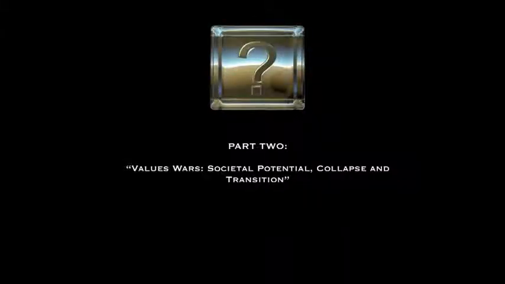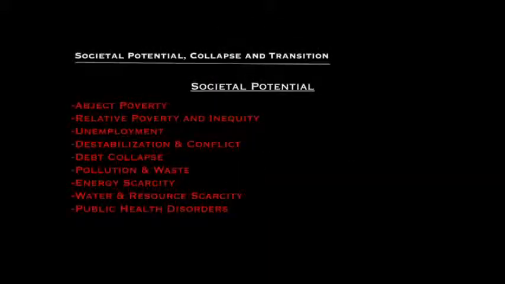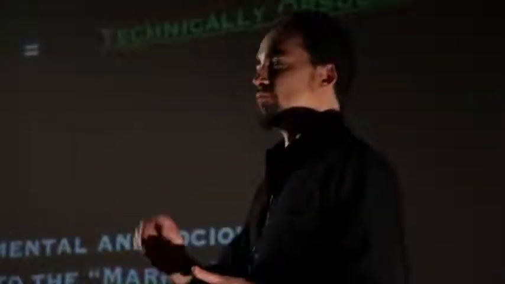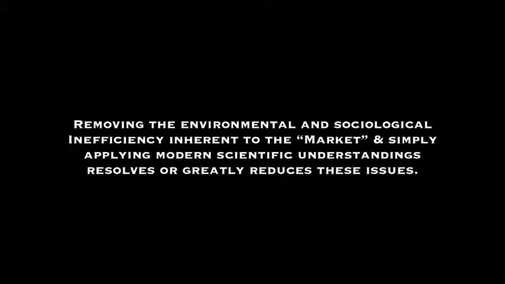Part 2, change, value wars, societal potential collapse and transition. Over here are a series of social problems that you would see in the newspapers, very obvious: abject poverty, unemployment, destabilization, debt collapse, pollution, waste, all of which are completely technically obsolete. None of them have to exist at all. At minimum, they could be reduced to a very core degree, those that are a little bit more subjective. Removing the environmental and sociological inefficiency inherent to the market and simply applying modern scientific understandings resolves or greatly reduces all of these issues. That is our potential.